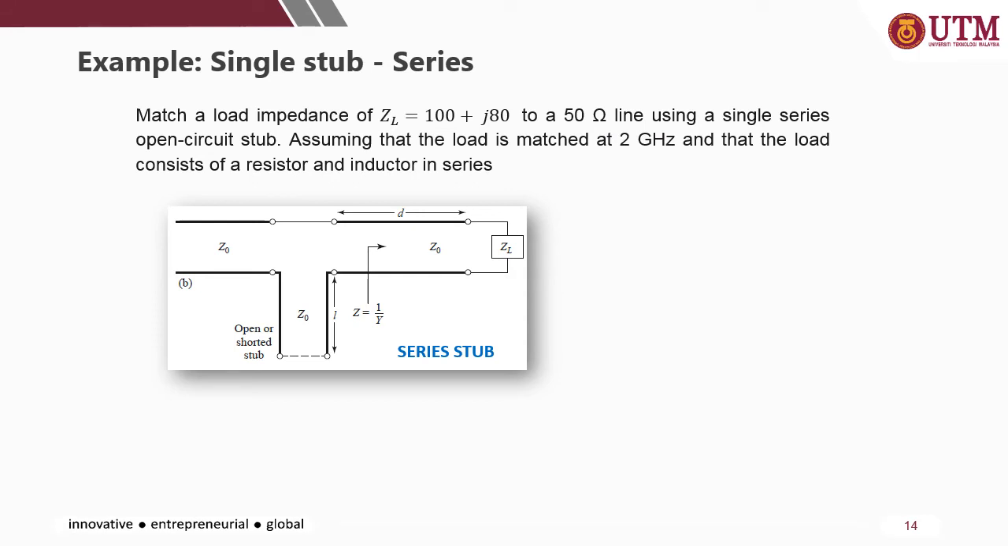Okay, let's look at an example for a single stub series. Match a load impedance of ZL to a 50 ohm line. So this is your characteristic impedance, using a single series open circuit stub. So in this case, it is open circuit, assuming that the load is matched to 2 GHz frequency, and the load consists of a resistor and inductor in series. As usual, the first step, you need to get the normalized ZL. So 100 divided by 50 plus J80 divided by 50, so you get 2 plus J1.6. Then you plot this into the Smith chart and then draw the SWR circle.